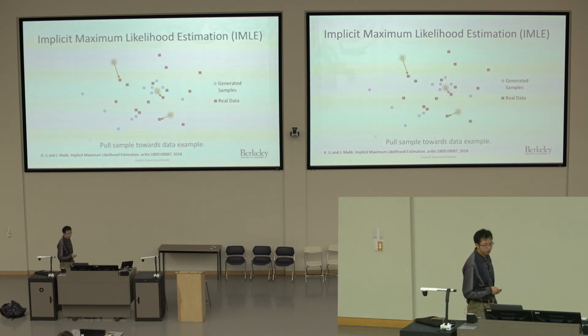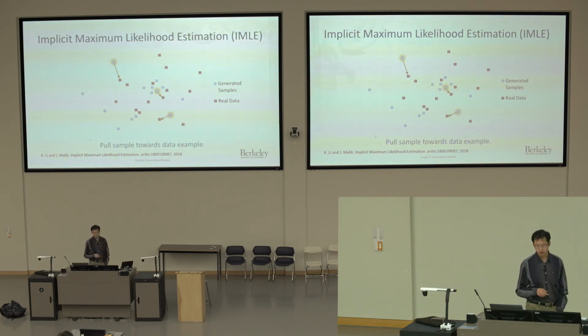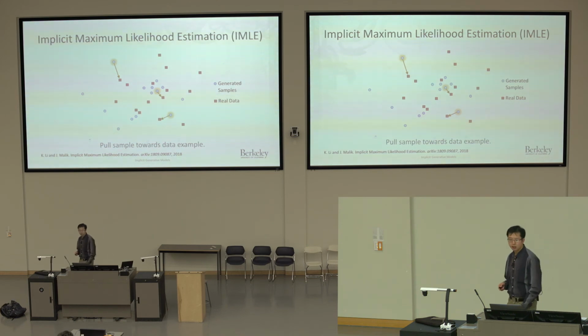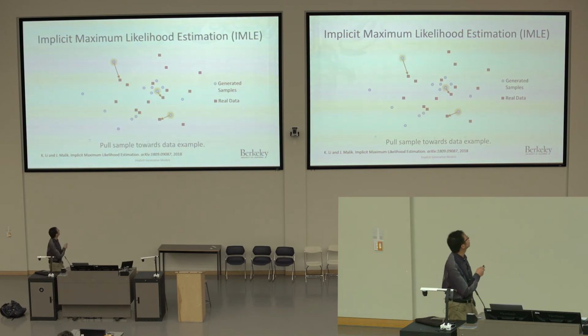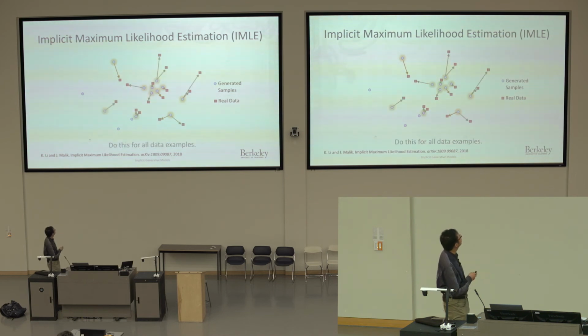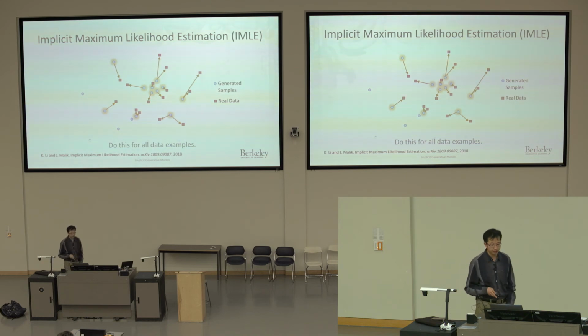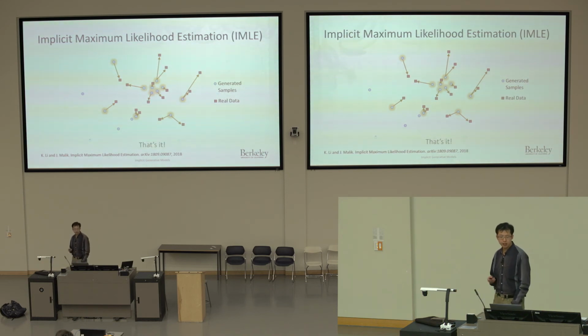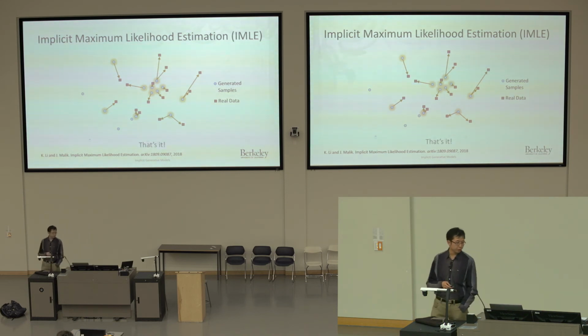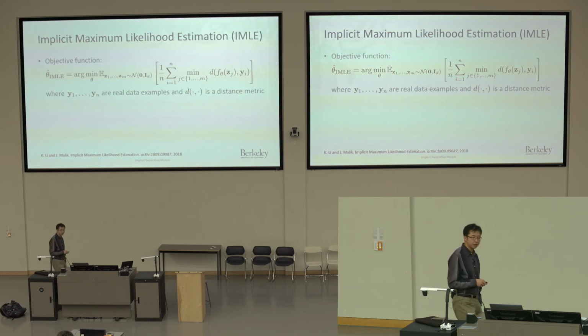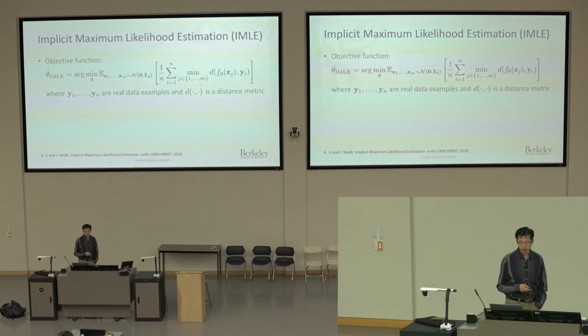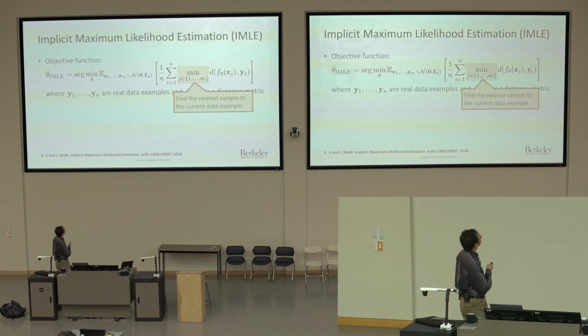And then we're just going to optimize the parameters of our model so that these nearest samples are pulled closer to the data examples. And then we're going to do that simultaneously for all the different data examples. And that's it. So it's really simple. So this is the objective function that we have. And so let's try to parse this.